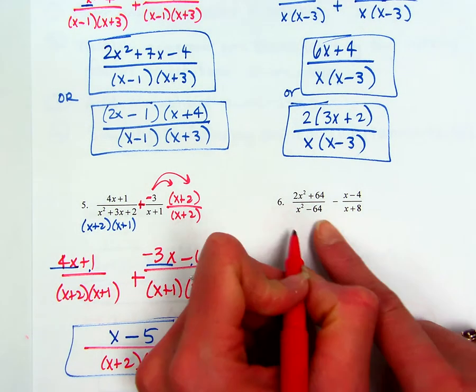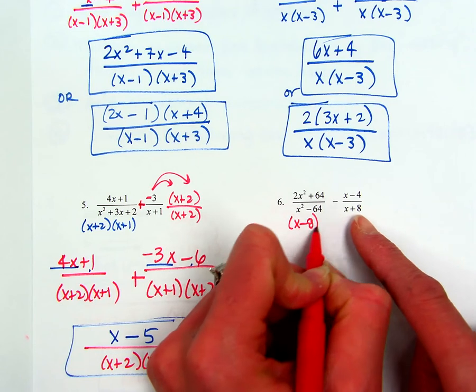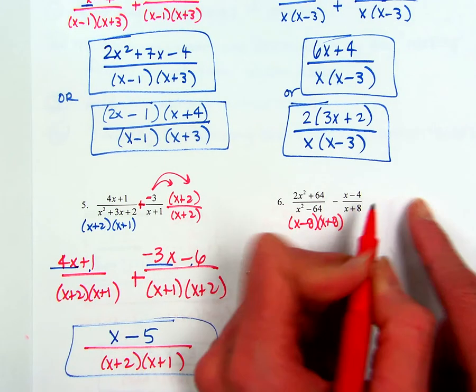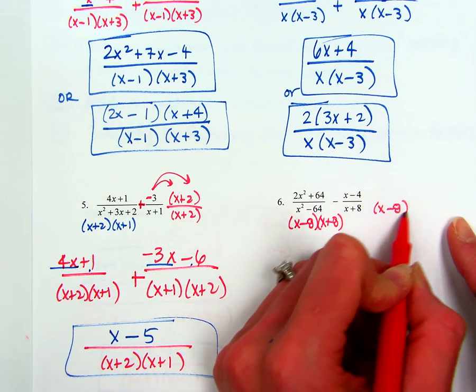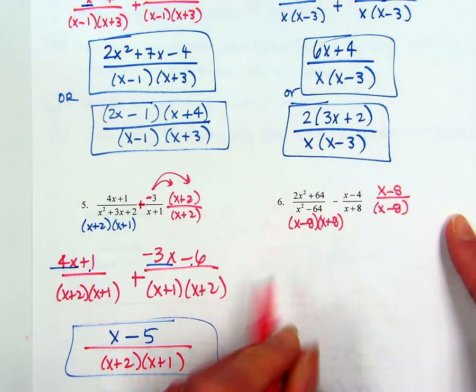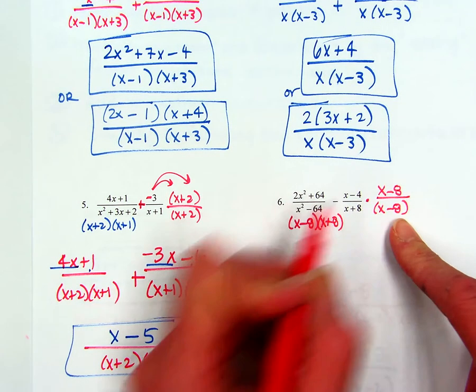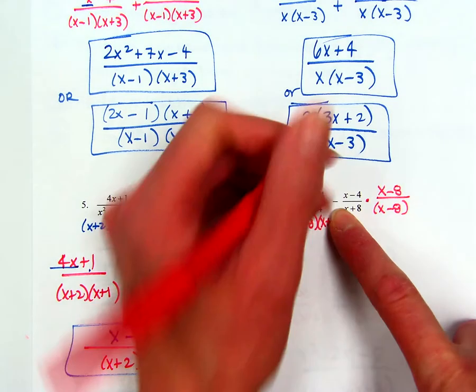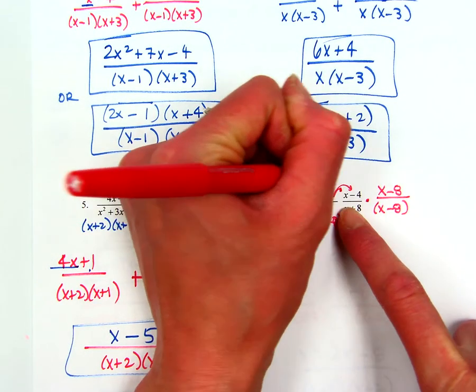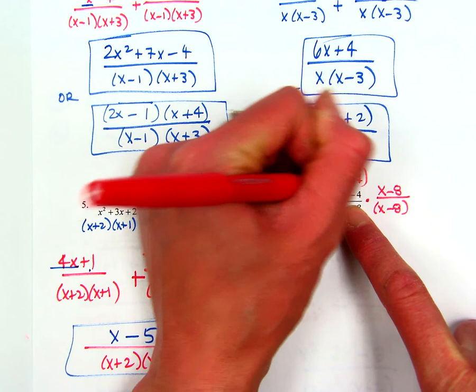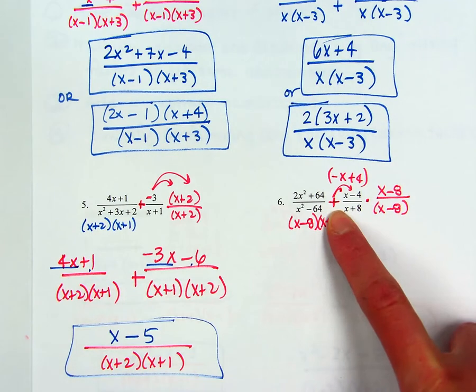All right, last problem. We're going to factor out difference of perfect squares. X minus 8, x plus 8. Over here, we know that we're missing the x minus 8, right? Because this has two factors. The one that's missing is the x minus 8. All right, now we want to try to distribute this negative sign also. So this should be negative x plus 4, and then we'll look at that as a positive.